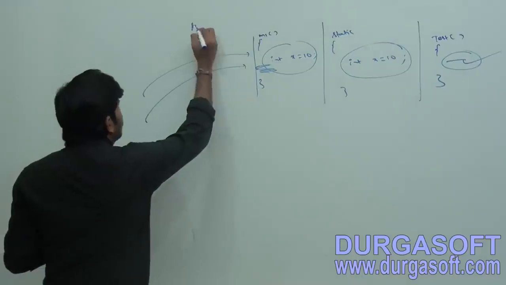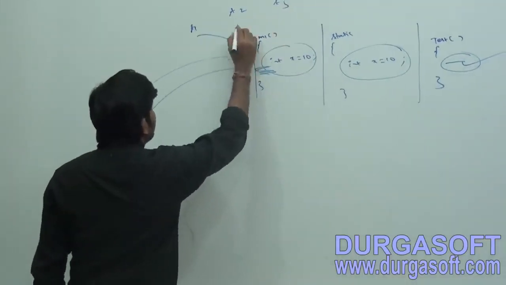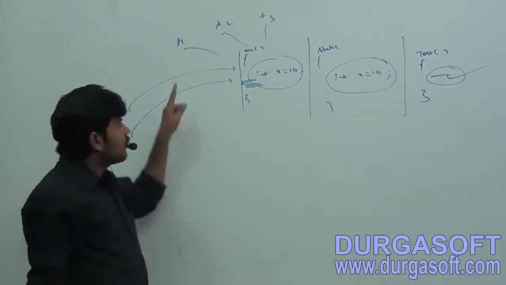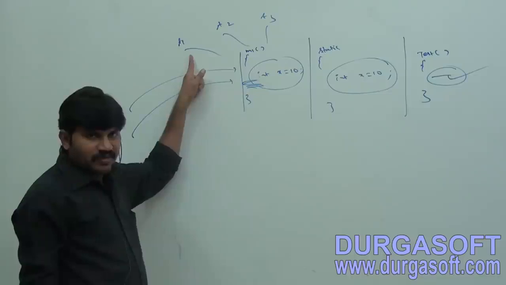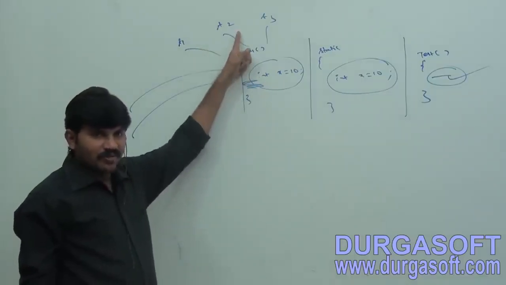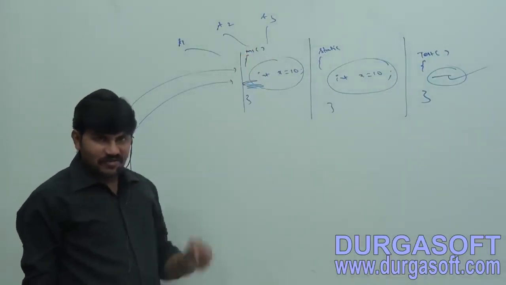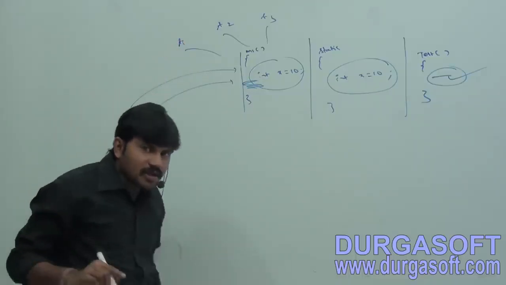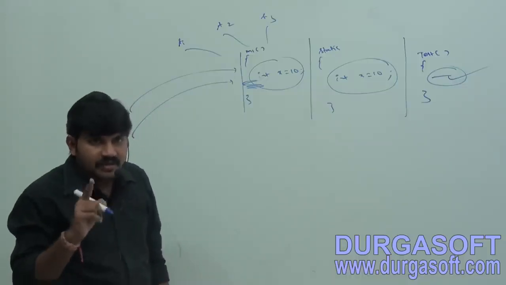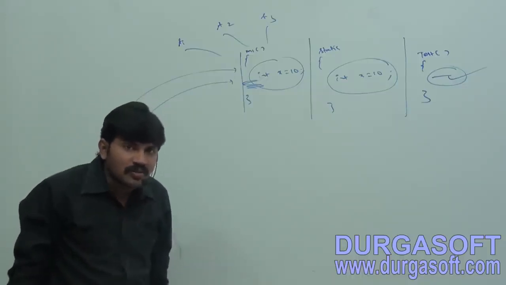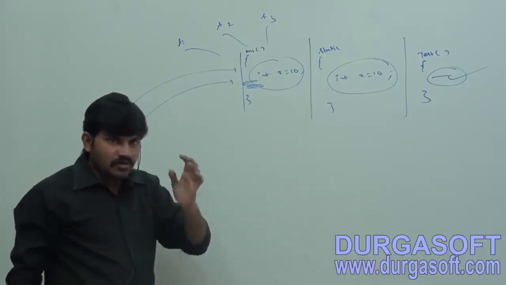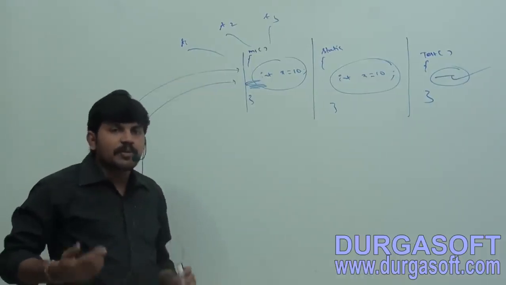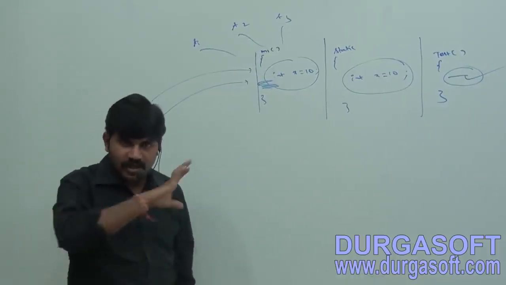Suppose multiple threads are there, T1, T2, T3. T1 calls M1, T2 calls M1, T3 calls M1. For T1, one local variable. For T2, one local variable. For T3, one local variable. Are you getting it? That's why for every thread, a separate copy of the local variable will be created. That's why local variables are also considered thread safe. Thread safety is there because for every thread a separate copy by default will be maintained, right? Are you able to understand?